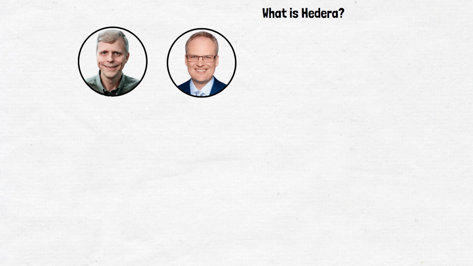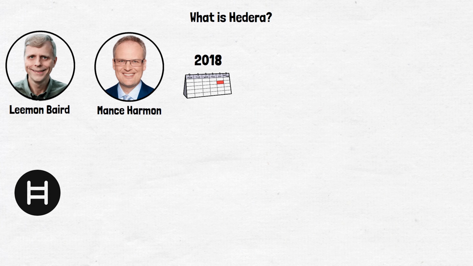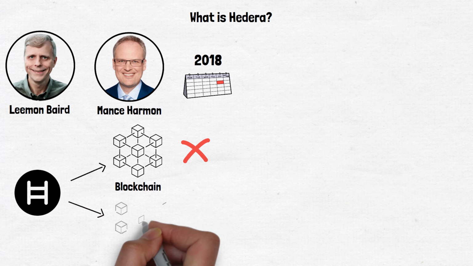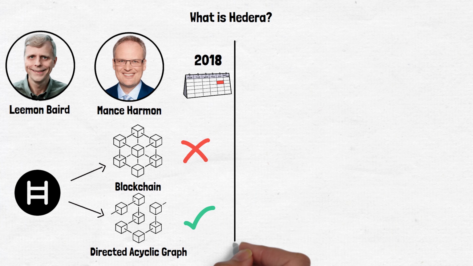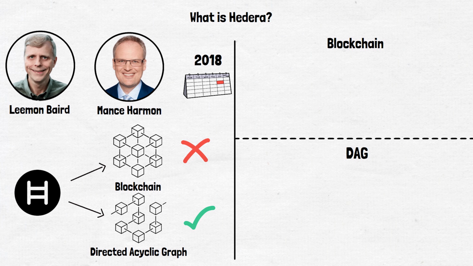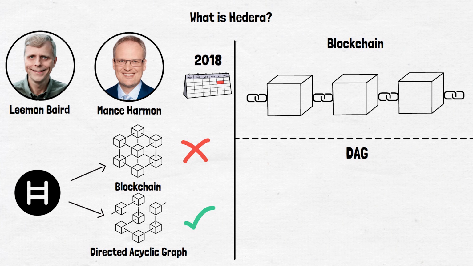Hedera was founded by Leemon and Mance in 2018. Hedera isn't actually a blockchain, but instead uses a different type of distributed ledger technology called a directed acyclic graph, or DAG. The main difference between a DAG and a blockchain is in how they structure and process transactions. In a blockchain, for example, transactions are grouped into blocks, and these blocks form a single chain. It's kind of like adding beads to a necklace, one at a time in a specific order.